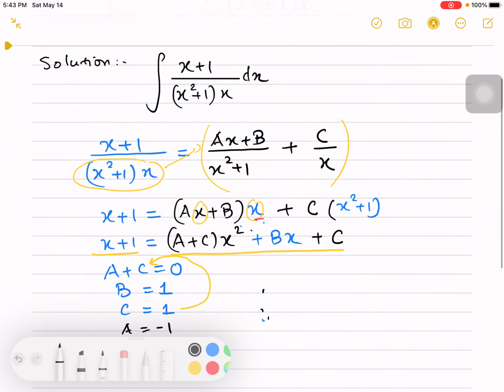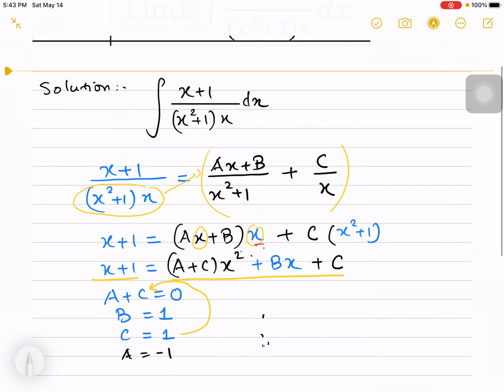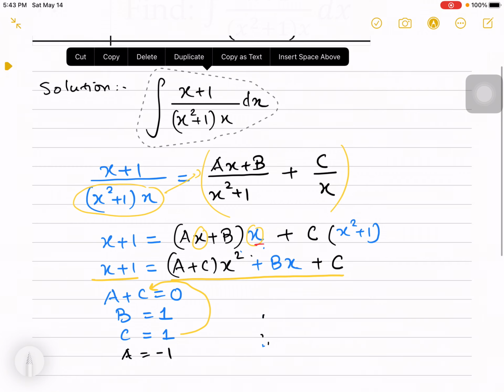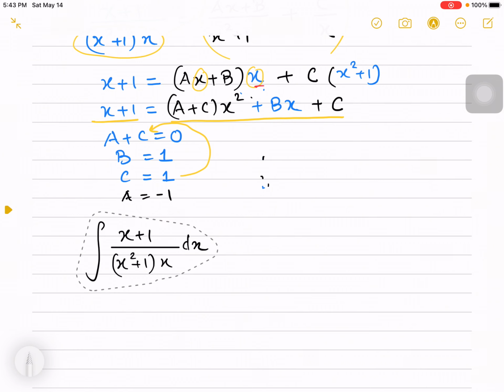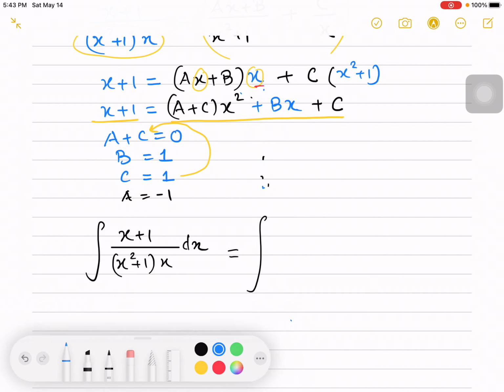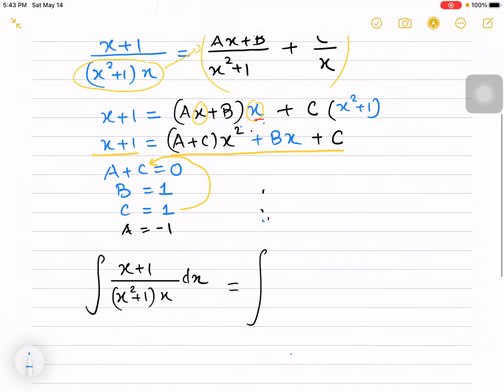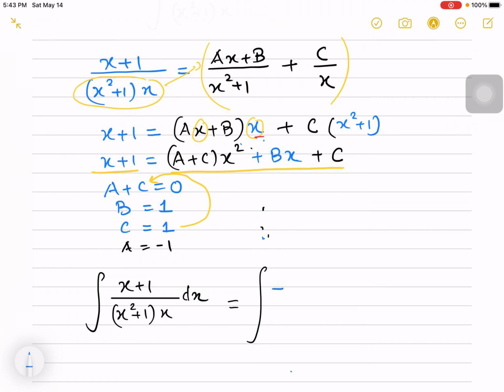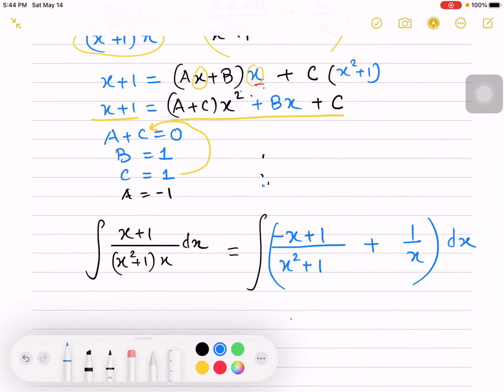And now we will directly write in our question, the integration of (x plus 1) divided by (x square plus 1) x is equal to the integration of (ax plus b), where a is minus 1, b is plus 1. It means (minus x plus 1) divided by (x square plus 1), and plus c, c is 1, divided by x. So this is the breaking of this fraction, and these parts are integrable directly.